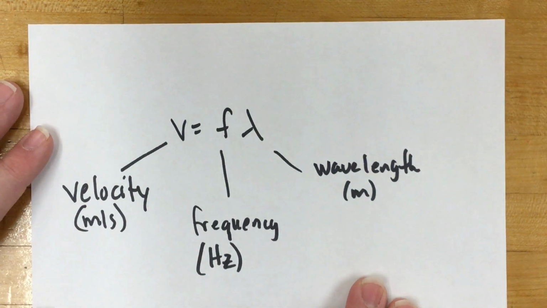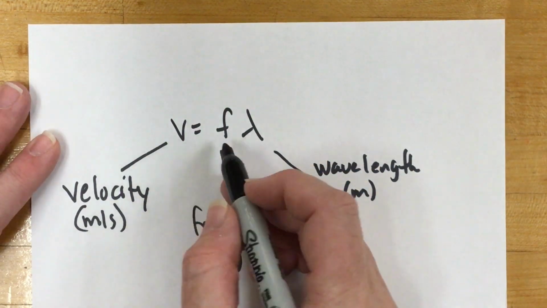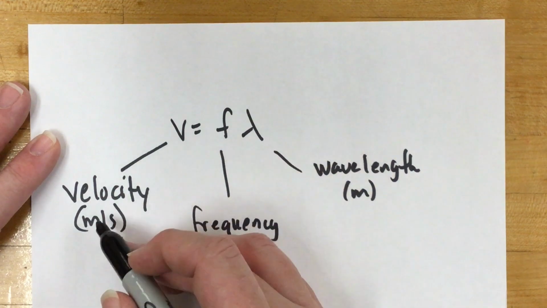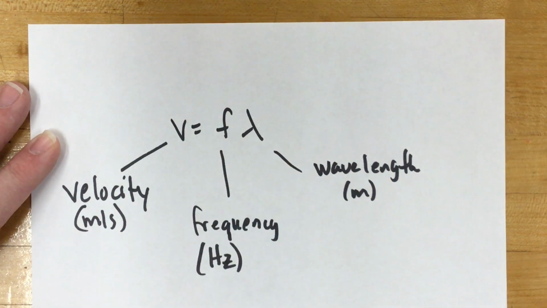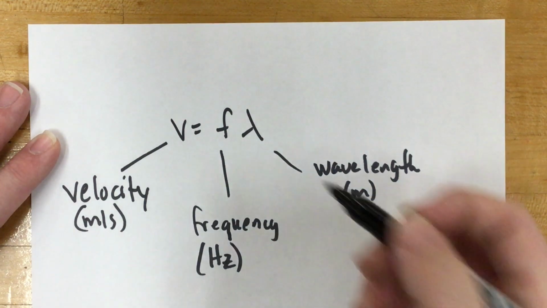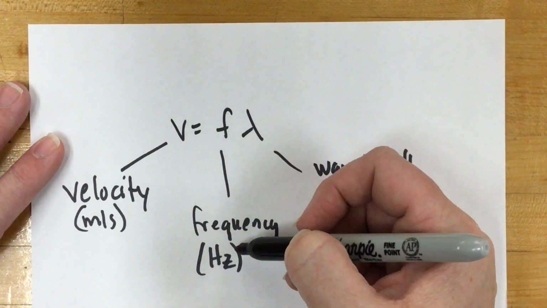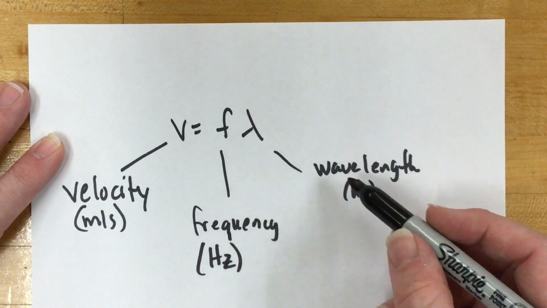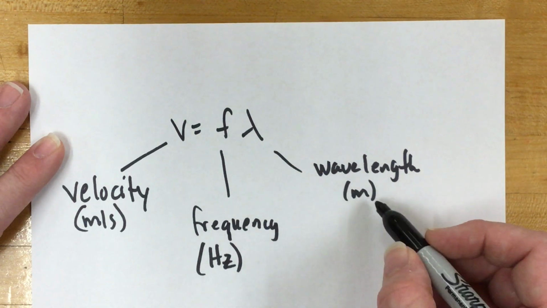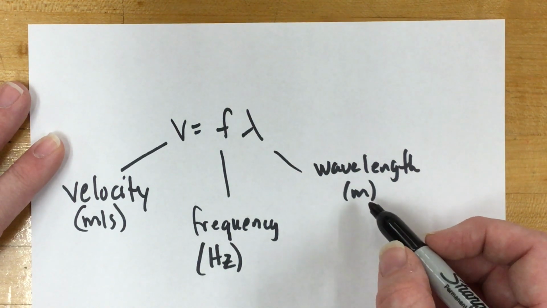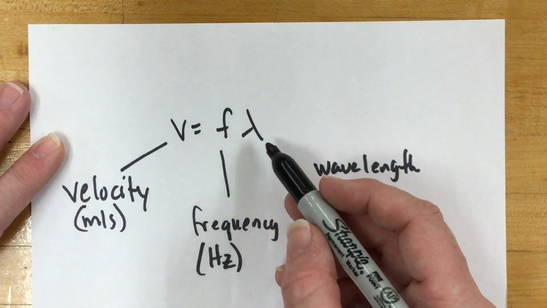The equation that we have when we're dealing with waves is that V equals F lambda. V measures our velocity in meters per second, just as it has in other times. F is frequency, and it's measured in hertz, and I'll talk about that in a moment. And lambda is our wavelength, and that's measured in meters. It's very specifically the length of one cycle of the wave.